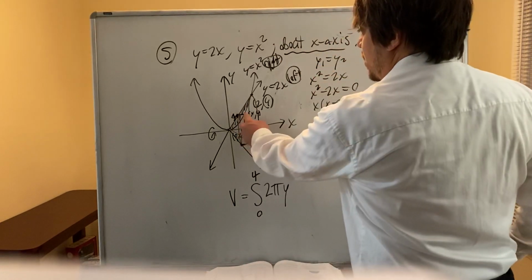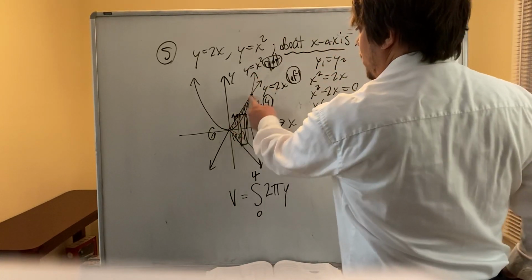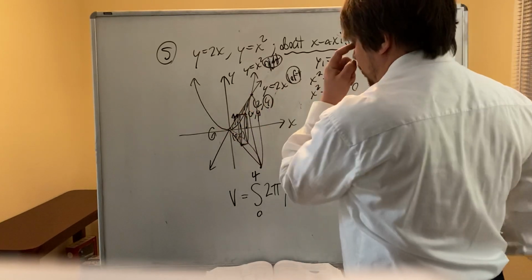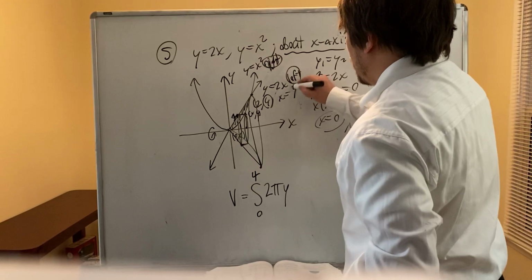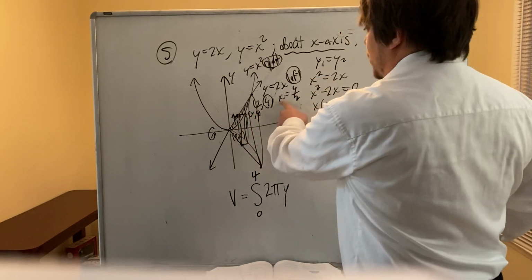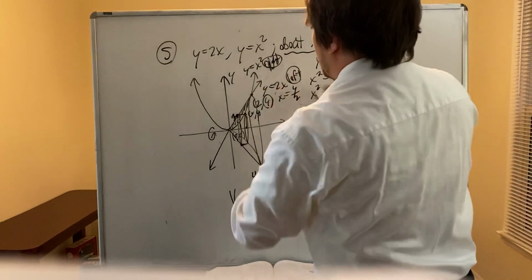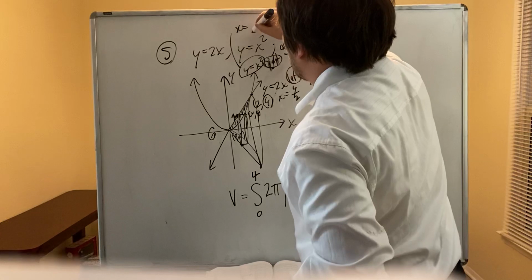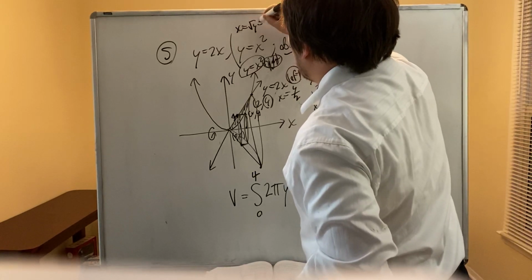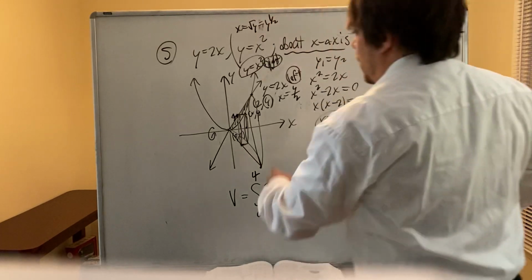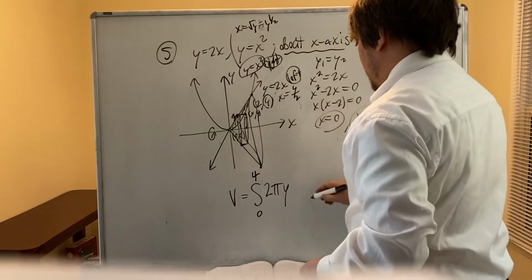The right function is here, y equals x squared. The left one is y equals 2x. So these are differences of x values, and you solve each for x in terms of y. You get x equals y over 2 here. So the left function is x equals y over 2, and the right function is x equals the square root of y, or y to the 1/2. So the right function is y to the 1/2.